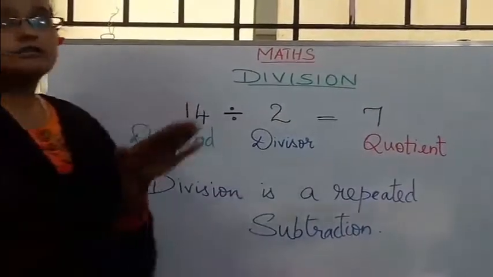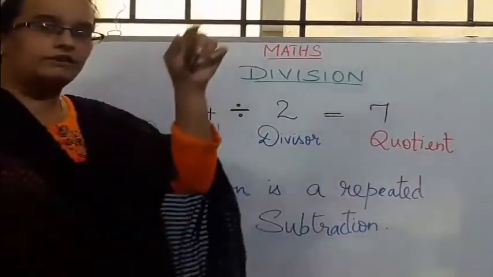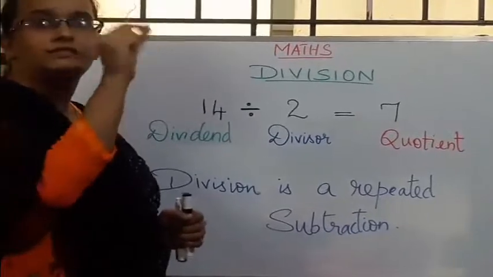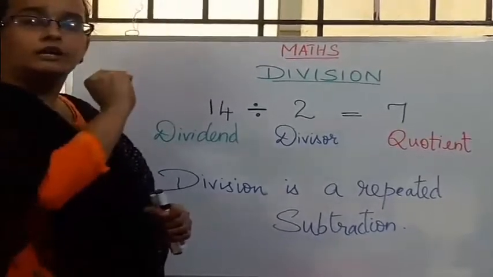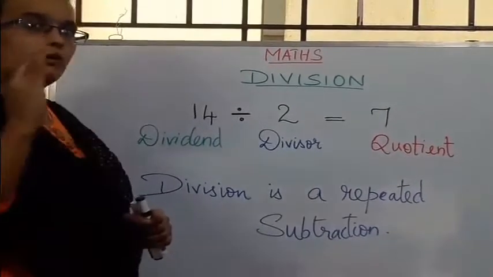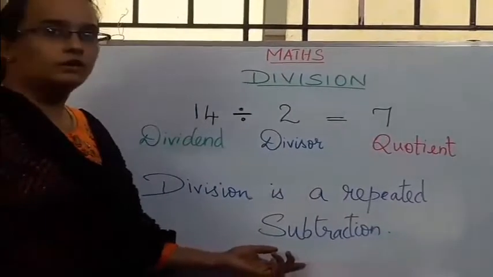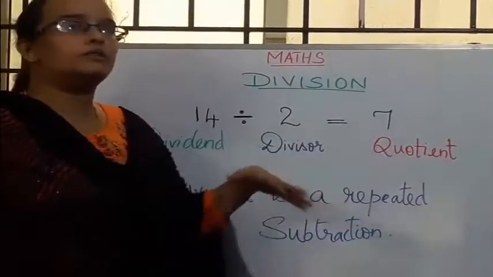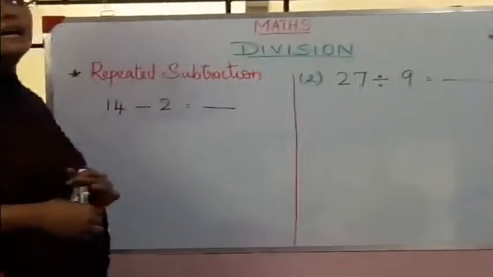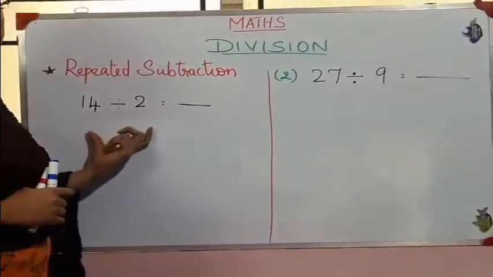Now we also learned that division is repeated subtraction. When you divide, in your lower classes you have done your division, right? When you divide, you will subtract. You will put the subtract sign and you will subtract the numbers. So division is also known as repeated subtraction. Okay children? Now I will teach you how to do repeated subtraction when a division is given.